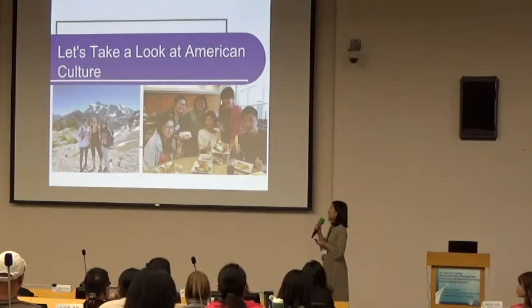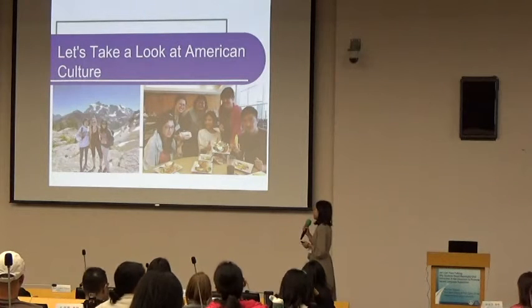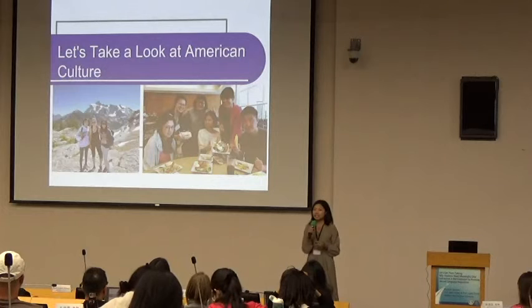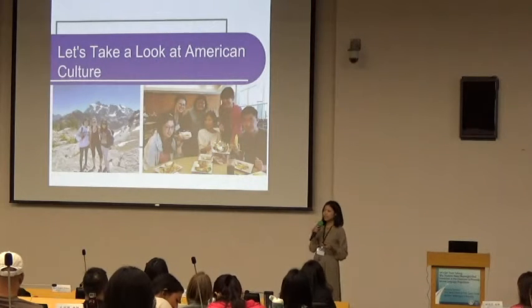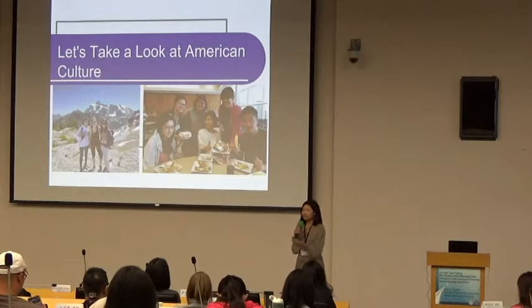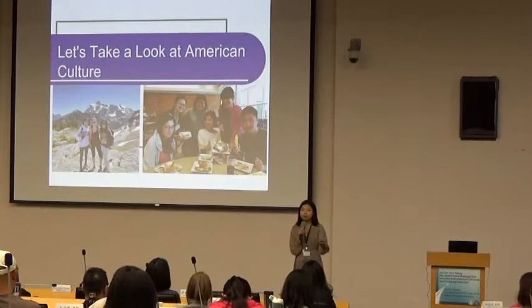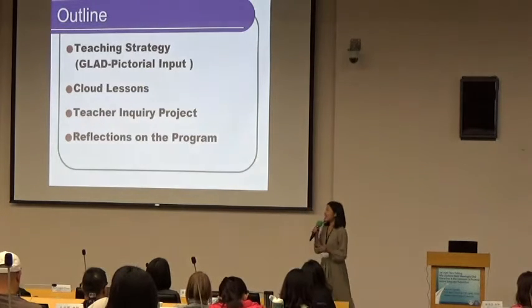Okay, so our topic is a look at American culture. This is a picture that we took in Mount Baker, and on the left side is a picture that we took in the cafeteria. As you can see, the food in America is quite different. Those are lunch, and what we ate was lunch. So, here's the outline.